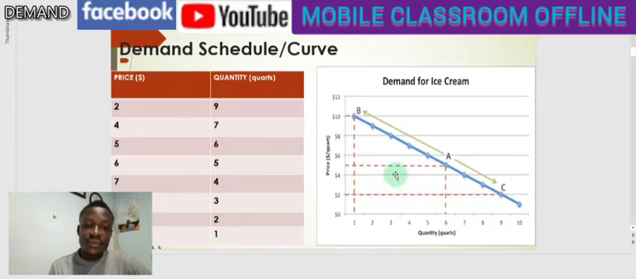And then there is an inverse relationship between price and quantity. In demand, there is an inverse relationship. Inverse relationship means that there is an indirect relationship. As this one increases, this one decreases. So at any given point in time, you should be able to draw a demand curve from a demand schedule and then come up with a demand curve.